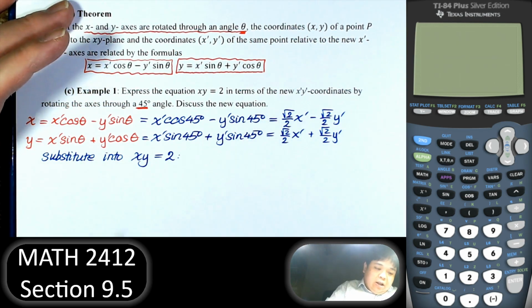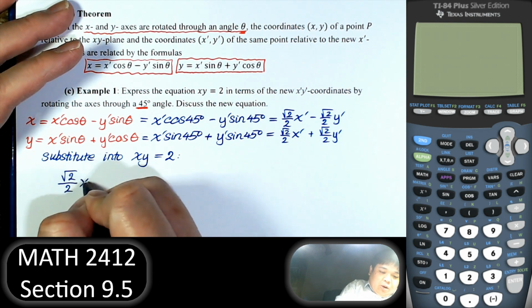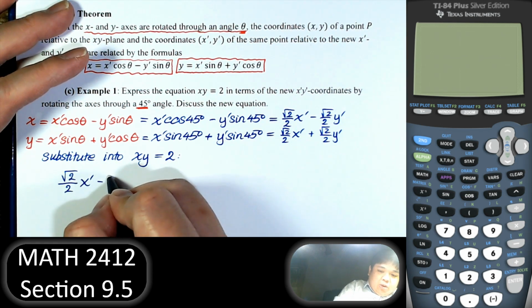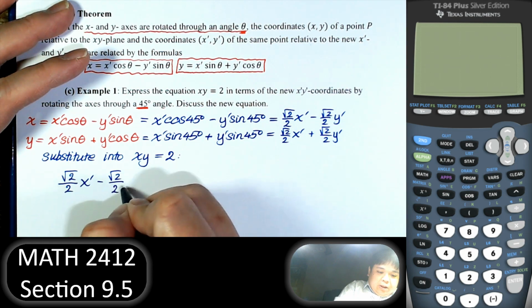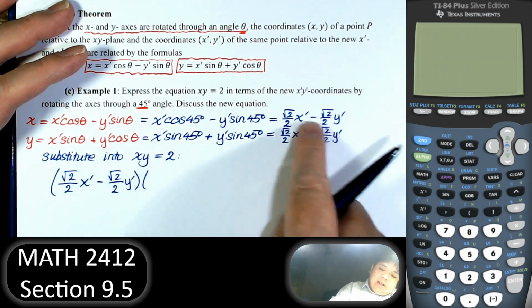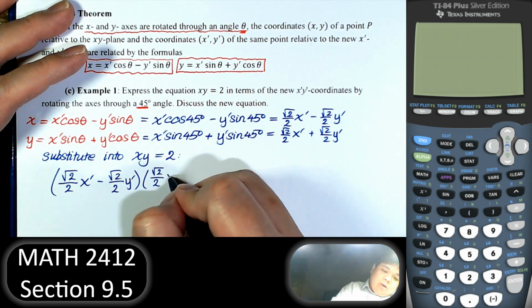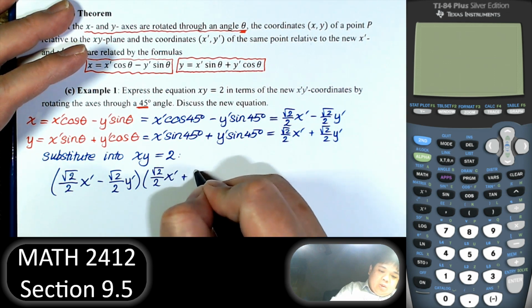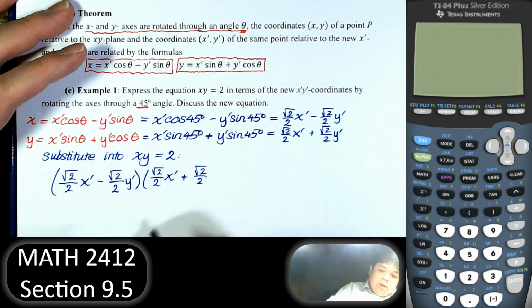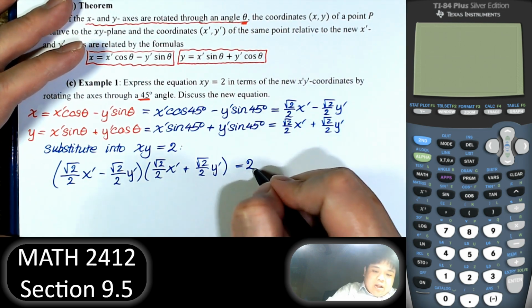Right, x is square root of 2 over 2 x prime minus square root of 2 over 2 y prime. Multiply y is this, square root of 2 over 2 x prime plus square root of 2 over 2 y prime, equal to 2. Now just multiply this out.